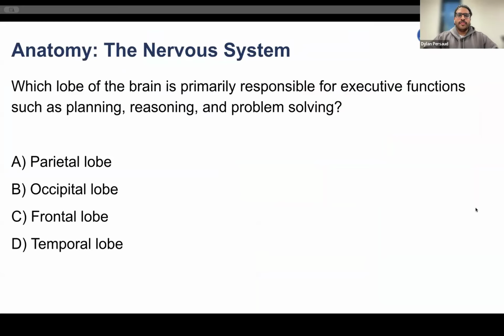So another question, which lobe of the brain is primarily responsible for executive functions such as planning, reasoning, and problem solving?